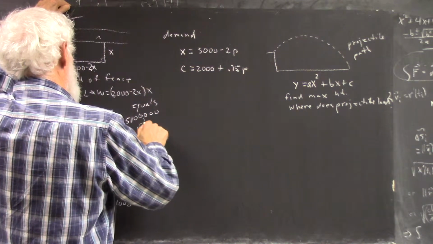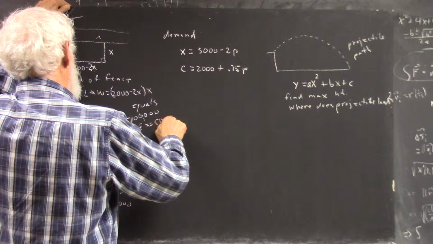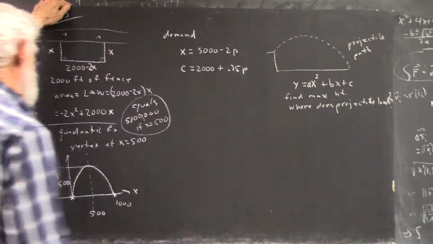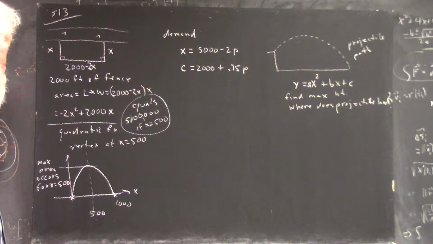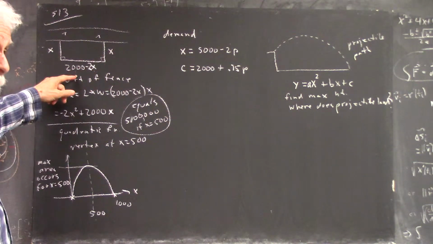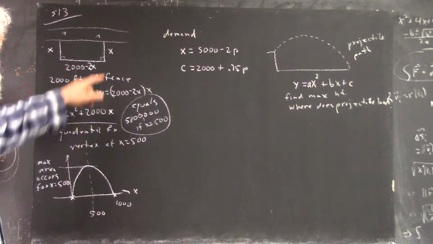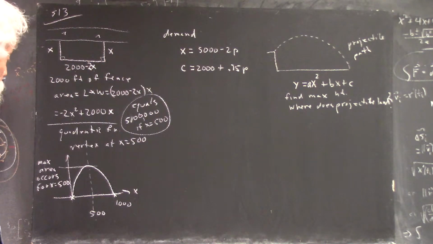so your maximum area is $500,000 if x equals 500, because that's going to give you 500 by 1,000, which is another way to get it. You just see that. Okay, so anyhow, you work that out.